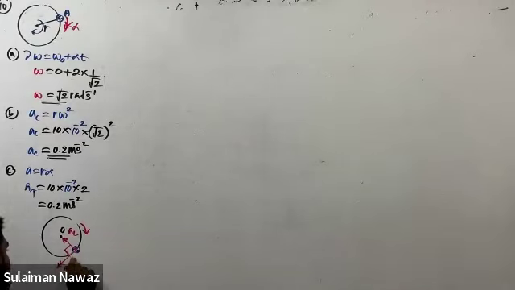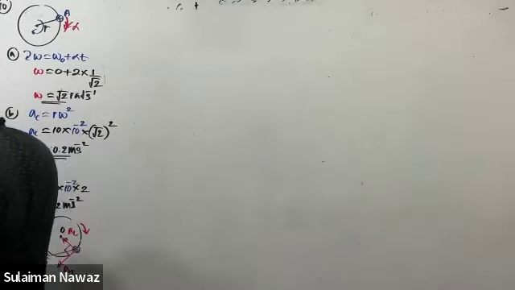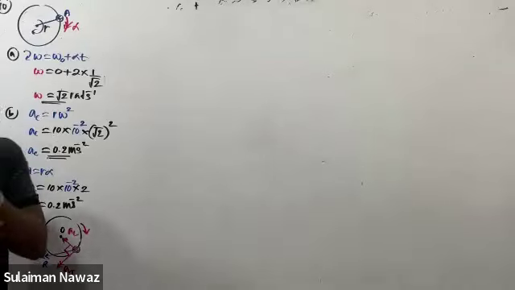So if you want to find the resultant acceleration of a_c and a_t, you know how to find the resultant. That story we learned. It's the vector story. So the last part, part D.